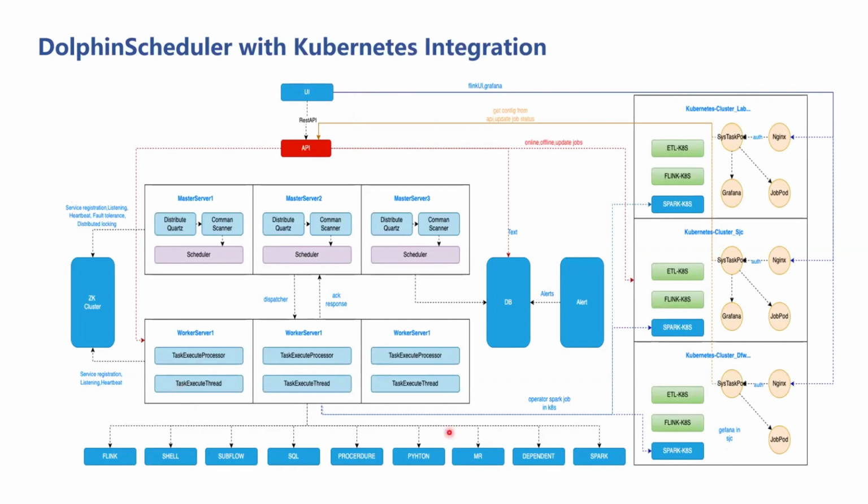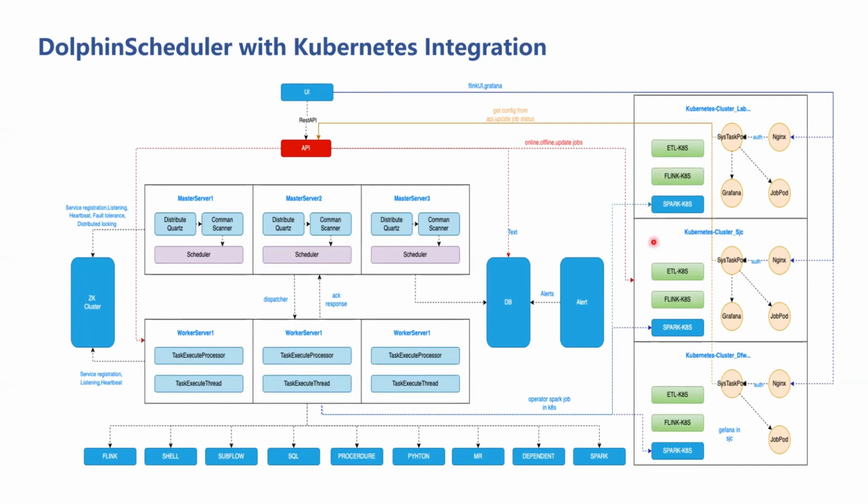Okay, the first category is about Kubernetes integration. I won't say more about the left side, because it's the typical diagram of DolphinScheduler. You can see the right side. We can use the API server to connect to Kubernetes. We can support Flink Kubernetes and Spark Kubernetes, and both are powered by Google Cloud.